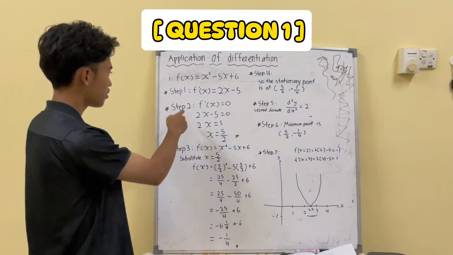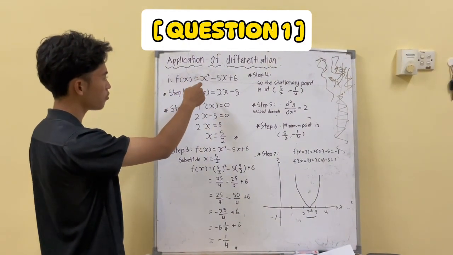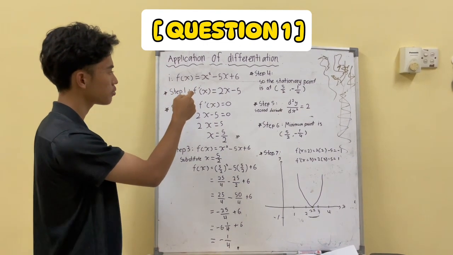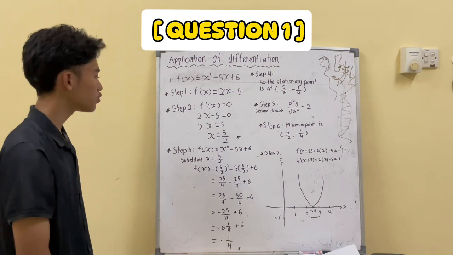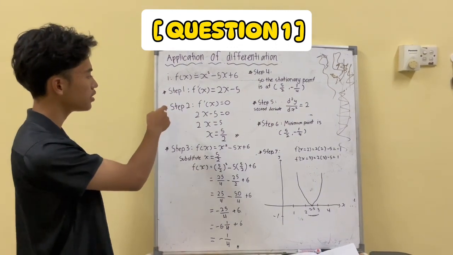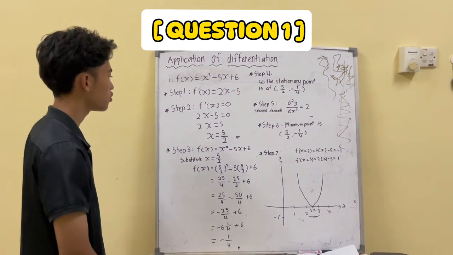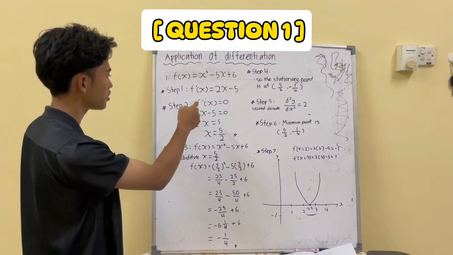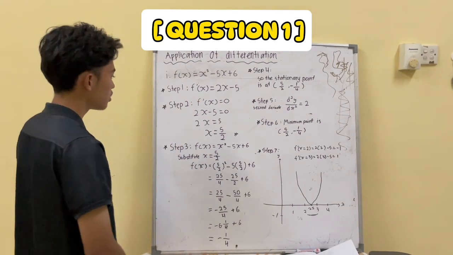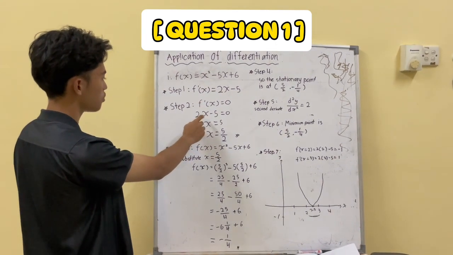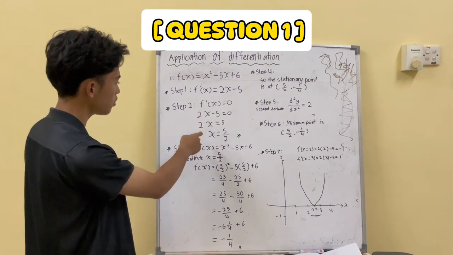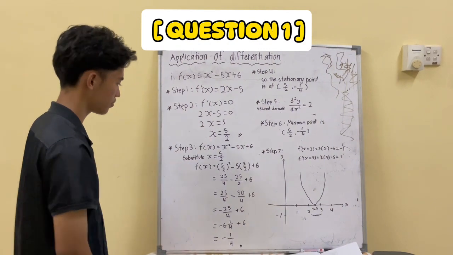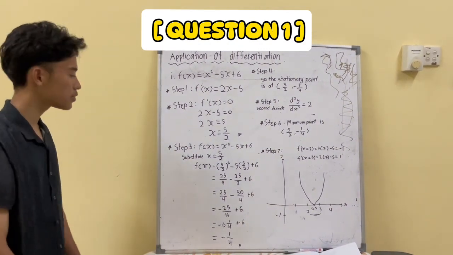x² minus 5x plus 6, we differentiate, we get 2x minus 5. So let's go to step 2. Step 2, we must set it equal to 0. So f'(x) equals 0. 2x minus 5 equals 0. We get x equals 5 over 2. So we go to step 3.